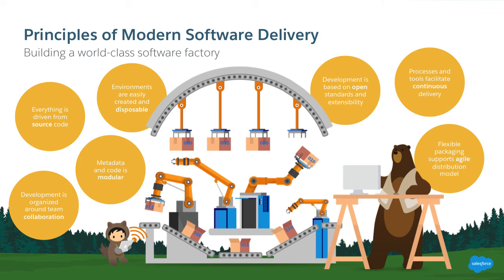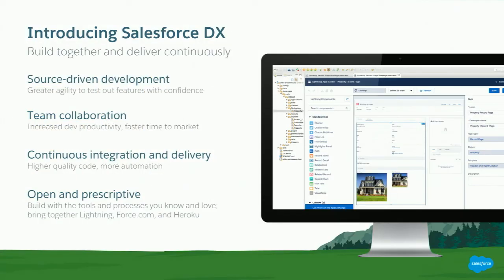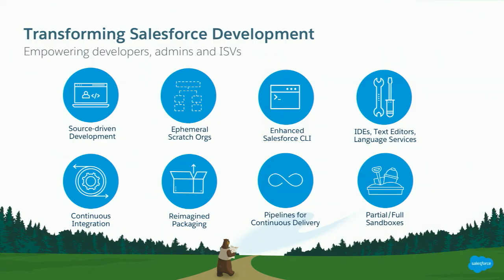But what does that look like with Salesforce DX? Well, here's what we brought together for Salesforce DX. We build together and we deliver continuously. We've got that source-driven development, we've got team collaboration, and the continuous integration and delivery. But I think the biggest point here is that everything in Salesforce DX is open, collaborative, and it's enterprise-ready out of the box. So in terms of specifics, what we've got here is, again, source-driven development.